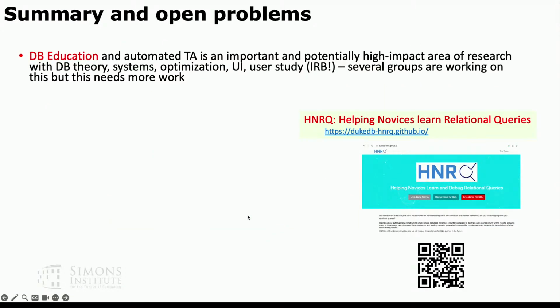Summary: database education and automated TAs are an important and potentially high-impact area of research. It uses database theory, database systems, optimization, user interface, and user study. Several groups are working on this. Wolfgang is working on something similar, how to help students understand the meaning of database queries, and there are also groups from Georgia Tech and Singapore working in this direction.